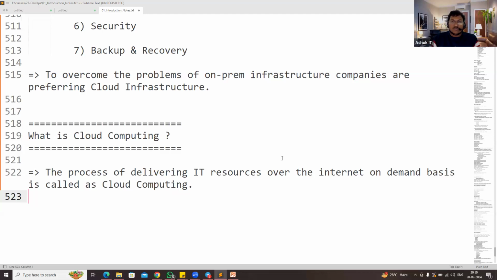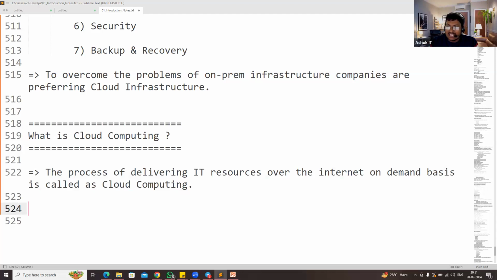That means for your project, machines are required, database required, network required, backup required, storage required, recovery is required. Whatever you want to run your business will be provided by other companies on rental basis. That is called cloud computing. The process of delivering IT resources over the internet on demand basis is called cloud computing.